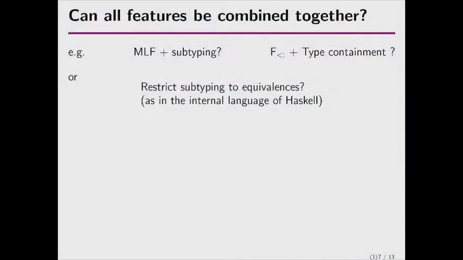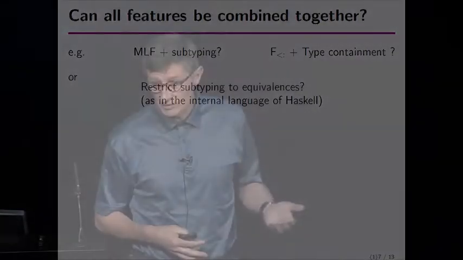I don't want to go more into the details of MLF, but what appears here is that we have new forms of typing, and the natural question is, can we combine them together? So a question that I wondered was whether we can combine MLF with subtyping, or whether F-sub and type containment could live together. Yet another question we may ask is, if we take all features together but restrict the subtyping relation in other ways, for instance, to restrict subtyping to a relation that would be invertible, as is the case in the internal language of Haskell.